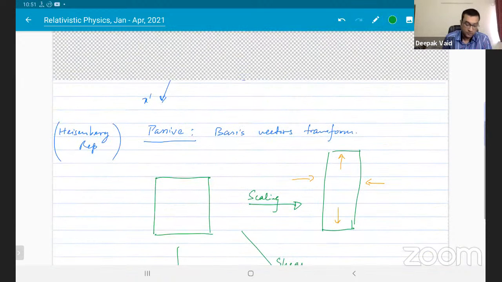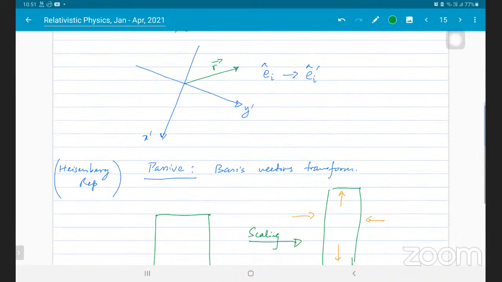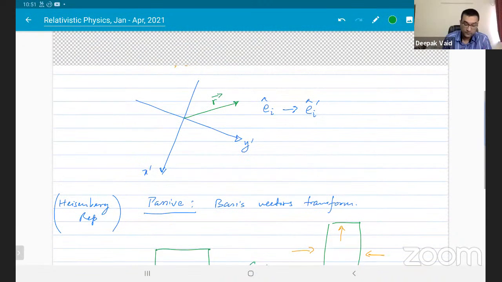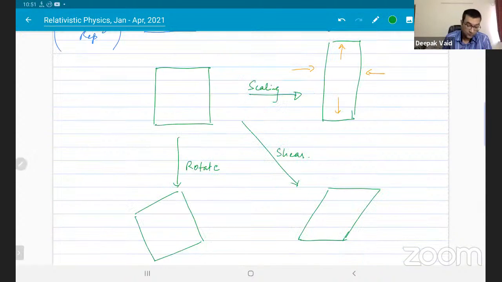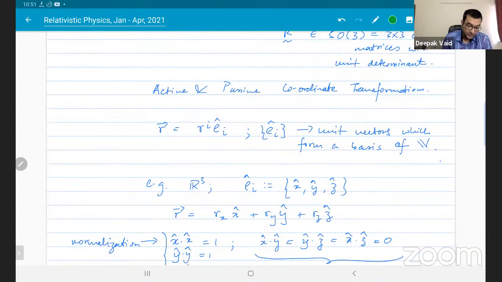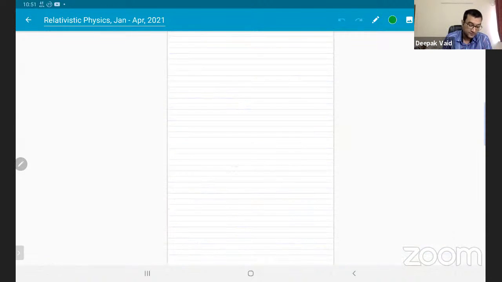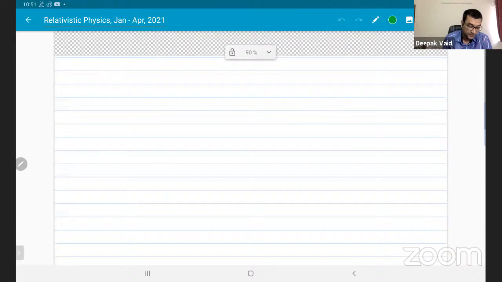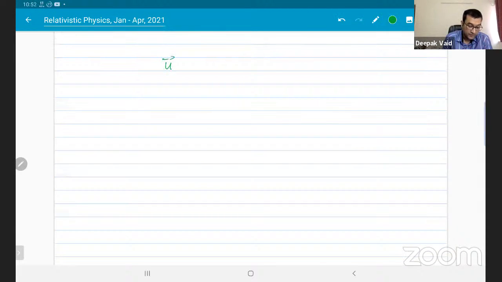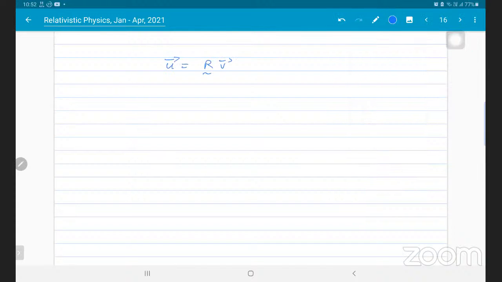So now, this is what makes the difference. What is special about rotations? When you have a rotation, which aspect of a vector remains unchanged, whether you look at it in an active way or a passive way? Some property of a vector doesn't change. What property is that? Magnitude. Magnitude, right?